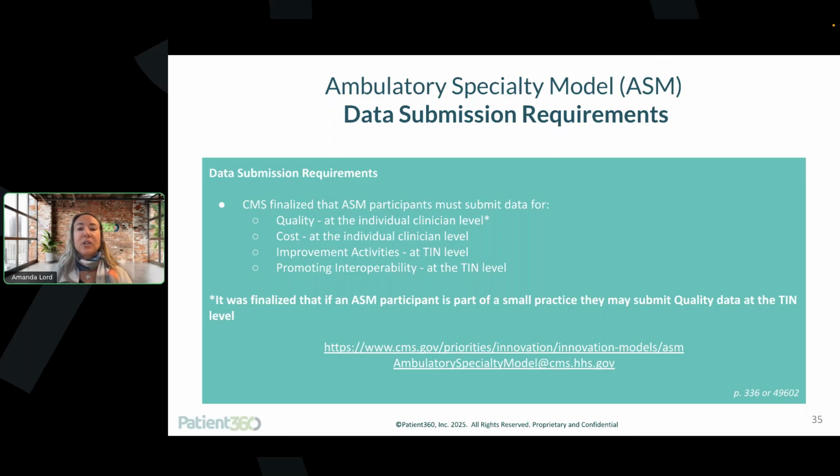After consideration of commenters' feedback, we are finalizing 512.720 that ASM participants who are part of a small practice may submit quality ASM performance category data at the TIN level. We believe this would reduce burden for small practices. We will monitor the performance of these small practices to determine whether there is a future state in which we could reconsider mandatory TIN/NPI level reporting of quality measures for small practices. So it's a small win, but we're going to take it.